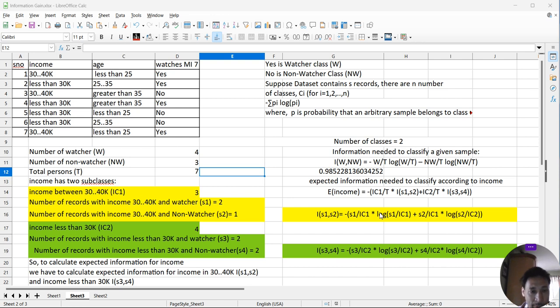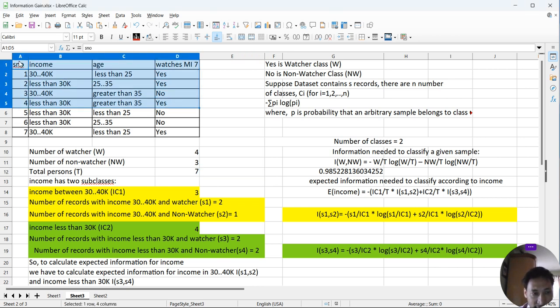So in order to know the best attribute at the very beginning, we have to calculate information gain for each attribute of the record. To explain how to calculate information gain for an attribute, let's consider a simple example. Here I have created a simple table containing 7 different records. These are the records of those people who have watched Mission Impossible 7 and who have not watched Mission Impossible 7. Watchers are specified by yes and non-watchers are specified by no. And these persons are described by their attributes income and age.